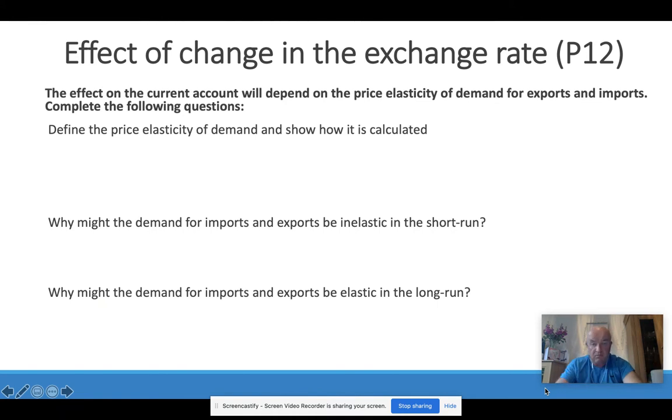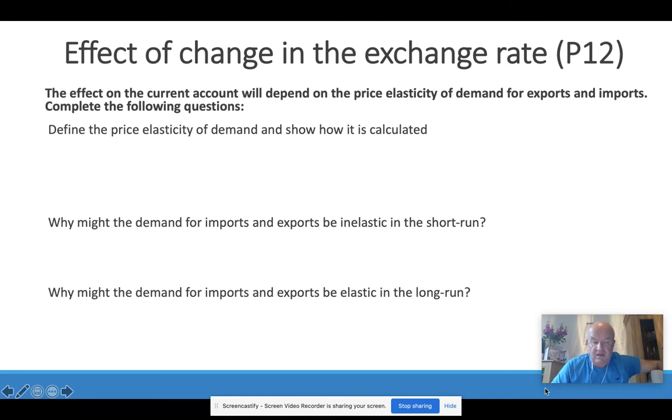Okay, so let's have a look at more effects of a change in the exchange rate. Let's look at the effect that it might have on the current account, and that's very much going to depend on the price elasticity of demand for imports and exports. What I'd like you to do again is have a go at completing those questions: define the price elasticity of demand and show how it's calculated. Why might the demand for imports and exports be inelastic in the short run? And why might the demand for imports and exports be elastic in the long run? Given what you know about price elasticity and the work that you've done in theme 1, I want you to see how that might have an impact on this scenario. So again, stop the PowerPoint, have a go at completing those three questions, and then we'll come back and talk through the options from there.